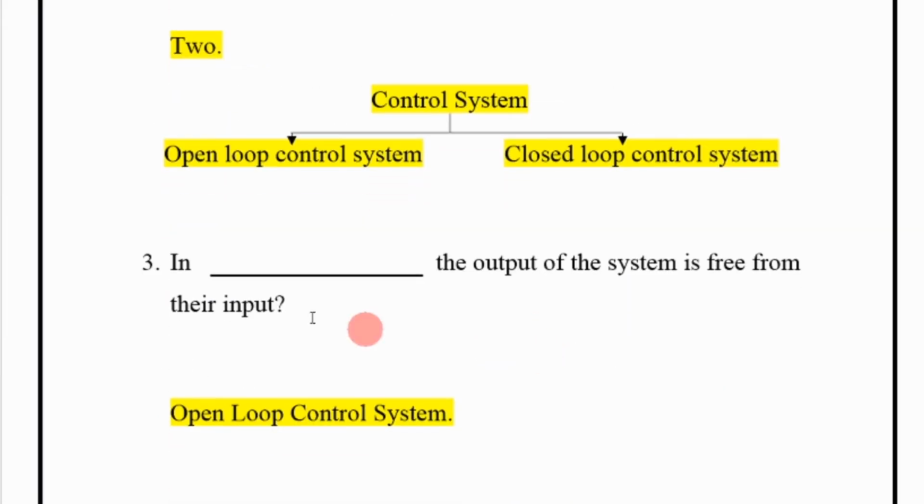Next, in an open loop control system, the output of the system is free from the input.